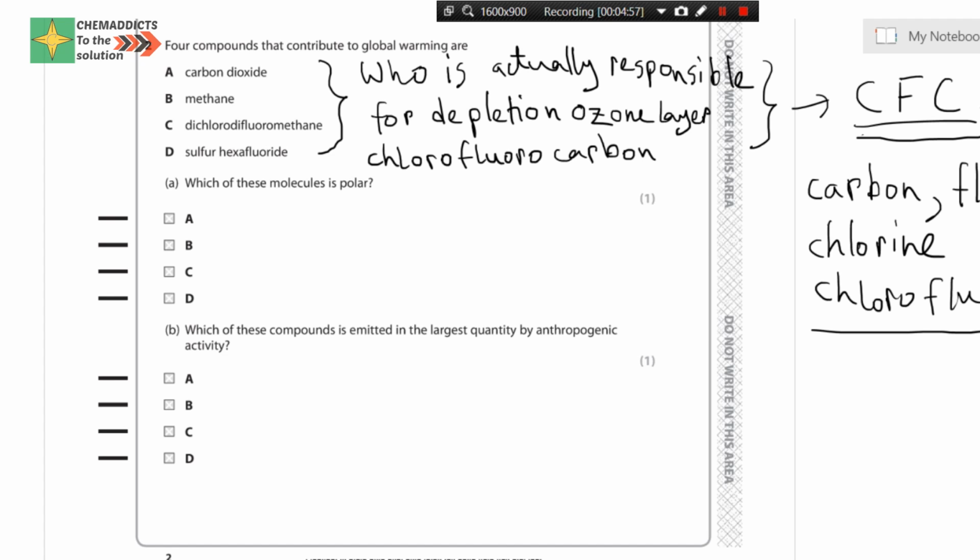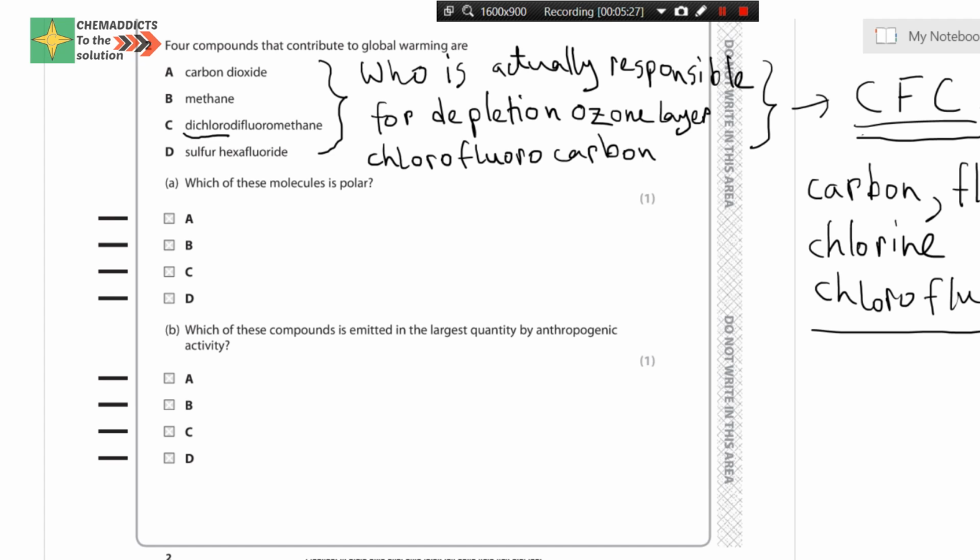Here sulfur hexafluoride is pretty straightforward. So the C option has something fishy. Its name quietly matches this criteria. Let's match this thing. Does this have chloro? Well, dichloro. So it has chloro in its name.